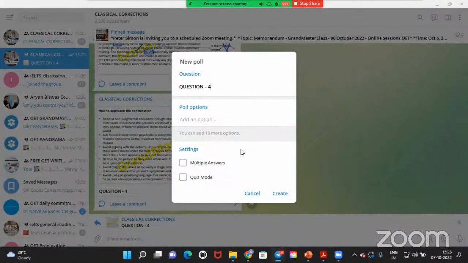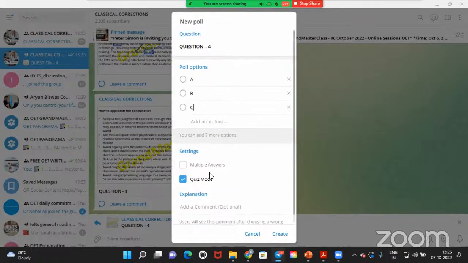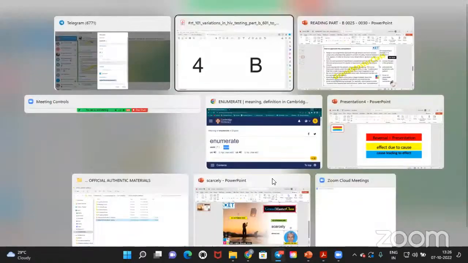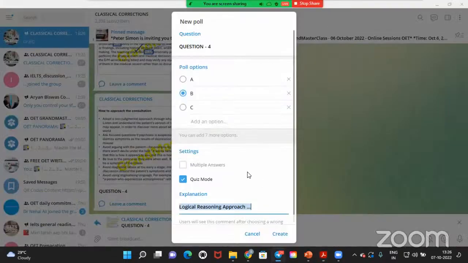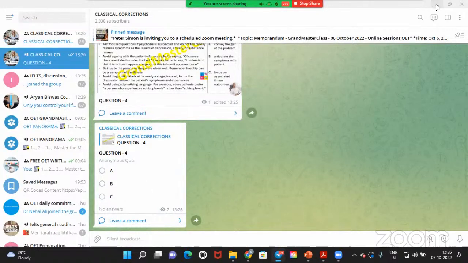Create poll. So quiz mode A, B, C. Logical reasoning approach. Logical reasoning approach. The answer is B. Fourth B, yeah. So fine. So this is the fourth answer. You have to find out.